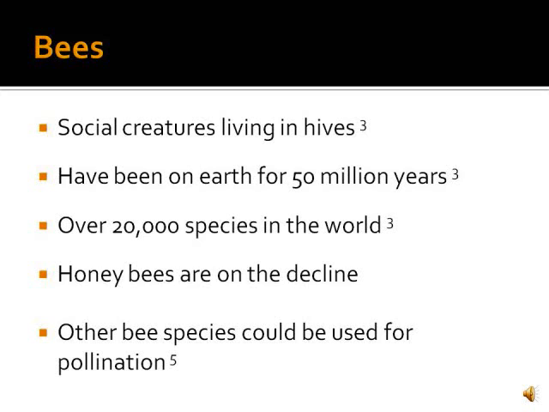Bees live in colonies and build hives where each bee takes on a particular role. They have survived on Earth for over 50 million years, with over 20,000 species in existence today. Honeybee populations have declined by over half in the last 70 years. While honeybees are traditionally used in United States commercial agriculture to pollinate crops, other bee species could also be used for this task.